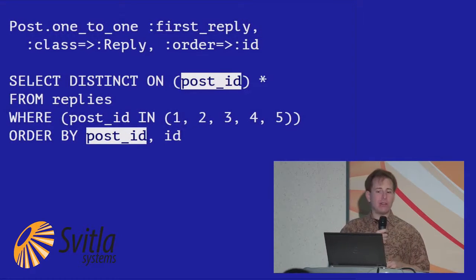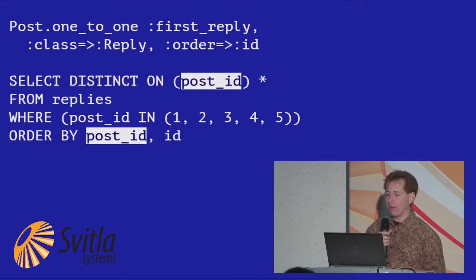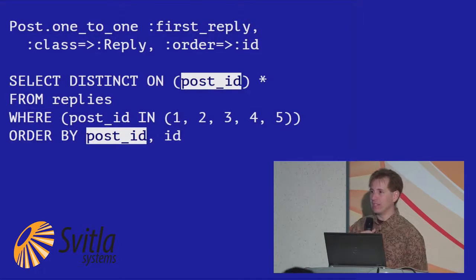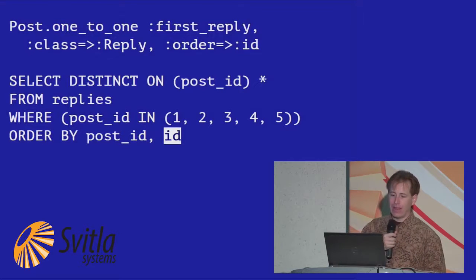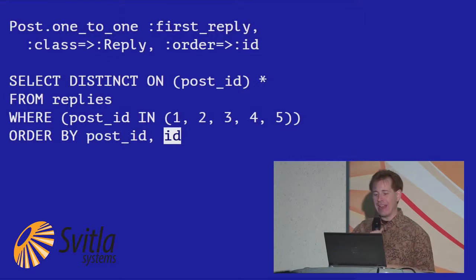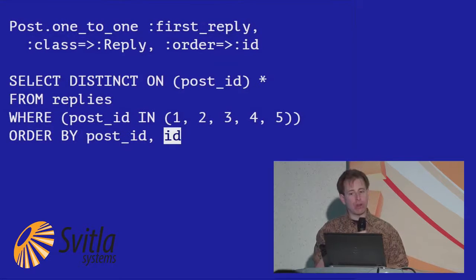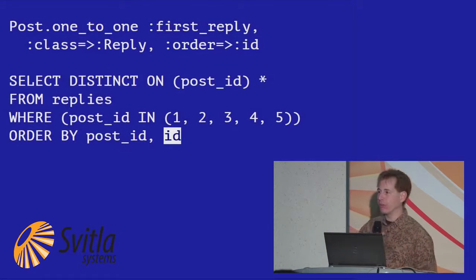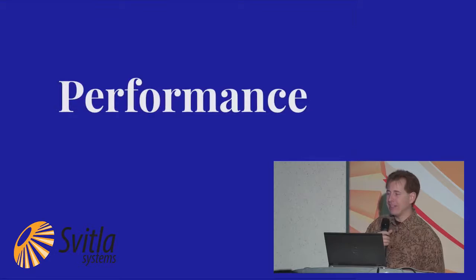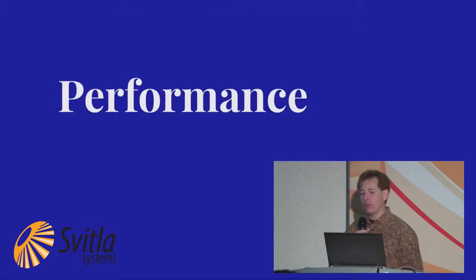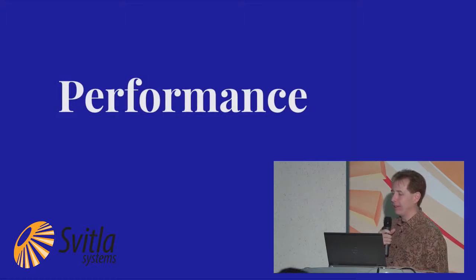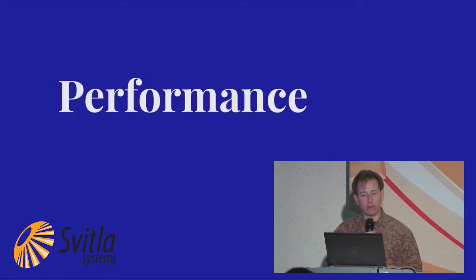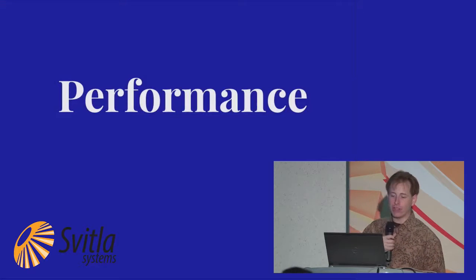Now, when using distinct on, you must have an order by clause that starts with the expressions in the distinct on clause. So we first order by post ID. After ordering by post ID, we order by ID, and this ensures that the first reply received is returned for each post. Using distinct on performs better than the window function or correlated subquery strategies. If you are eager loading for a large number of posts and none of them have a large number of replies, distinct on can perform even faster than union strategy.